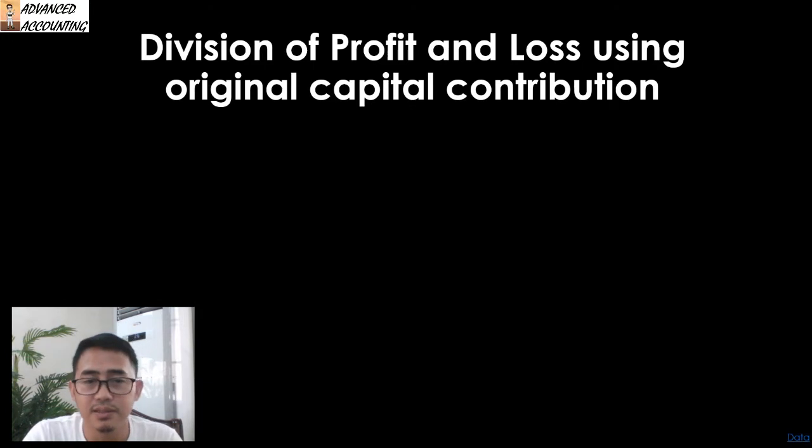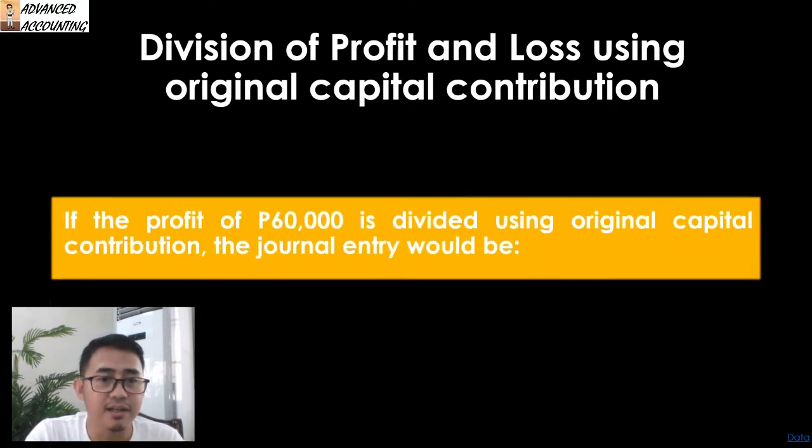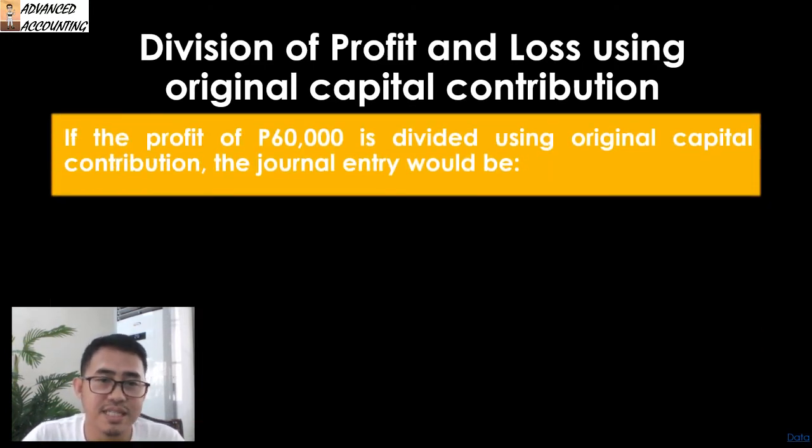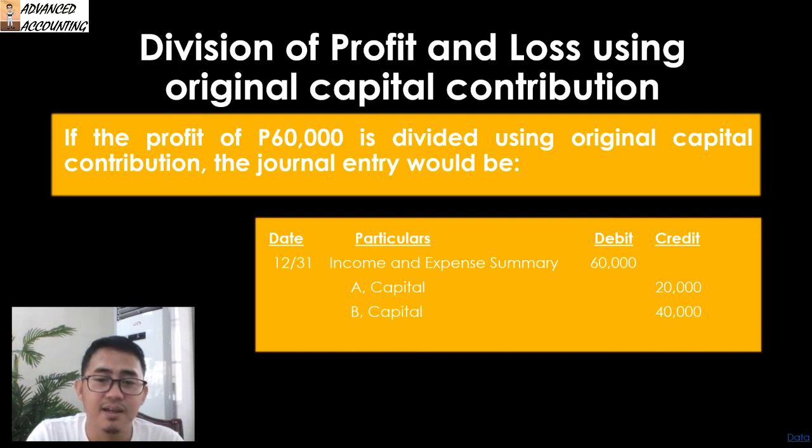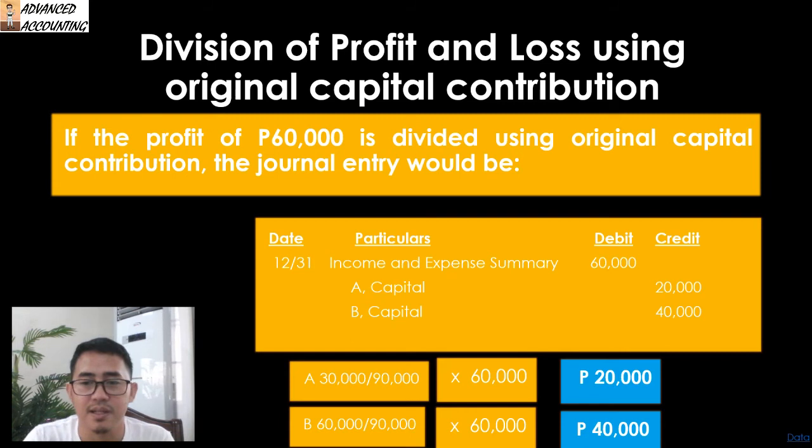Now let's go back. If we divide the profit, which is 60,000, using the original capital contributions of the partners, the journal entry would be, we will debit Income and Expense Summary of 60,000. We will credit A, Capital of 20,000 and B, Capital of 40,000. Since this computation was made a while ago, this is the summary of the computation.